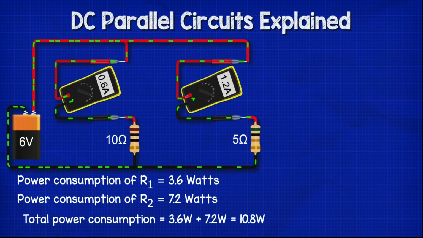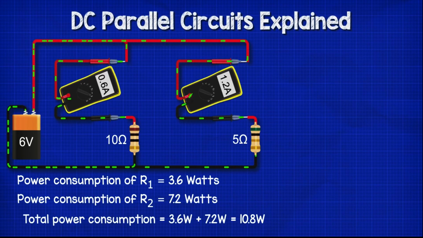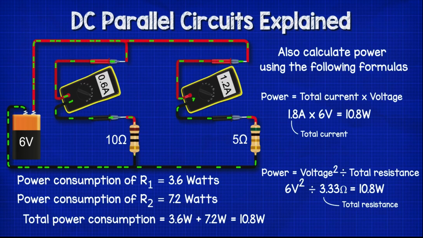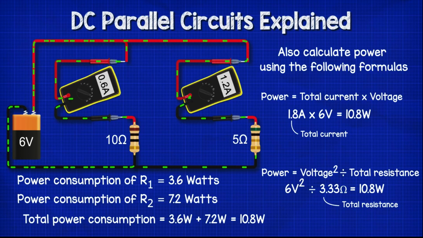The total power consumption is therefore 3.6 watts plus 7.2 watts, which is 10.8 watts. We could have also found this by multiplying the voltage by the total current, or alternatively, we could have used the voltage squared divided by the total resistance.